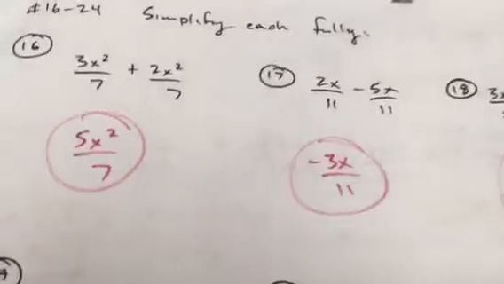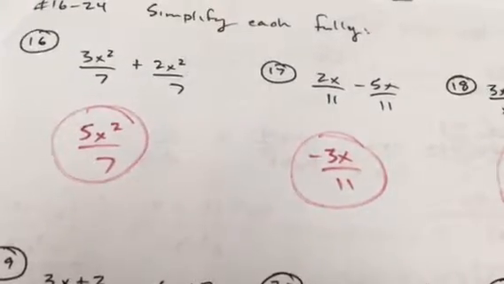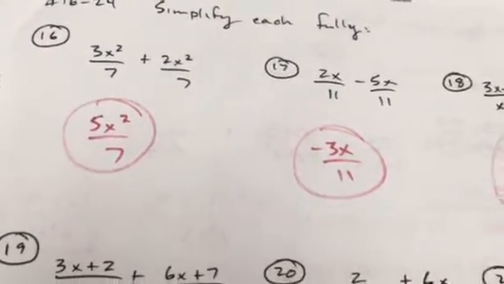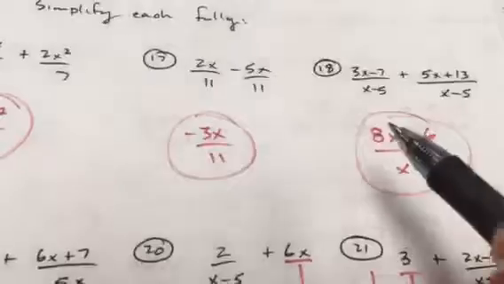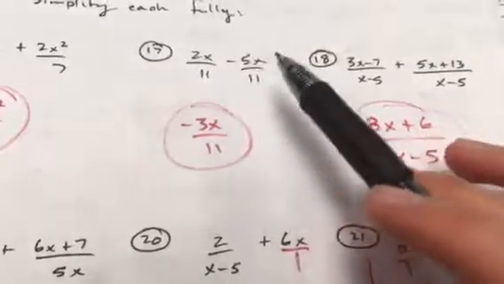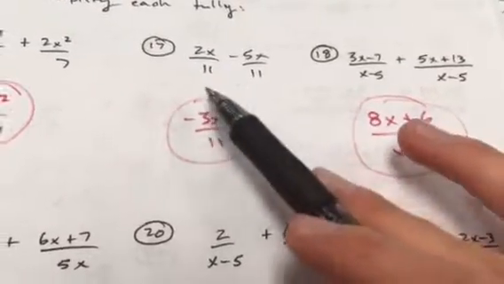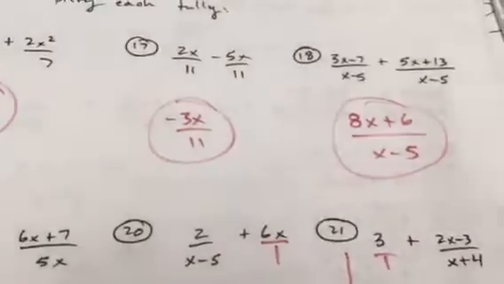All right, the next few should be very easy. If you have the same denominator, you can add and subtract. So 3 plus 2 is 5, x squared over 7, not 5x to the 4th. 2x minus 5x is negative 3x. You can do that because you have 11 in both denominators.